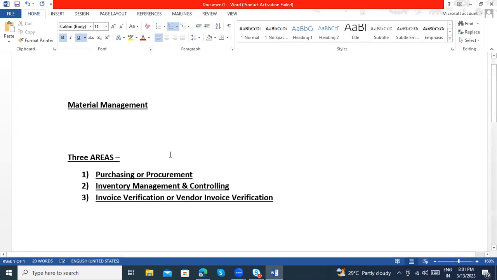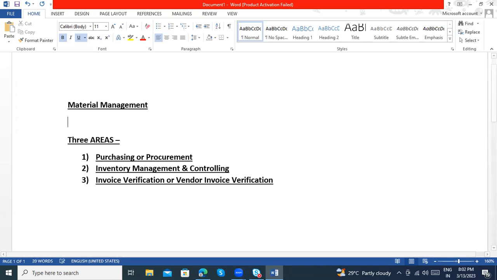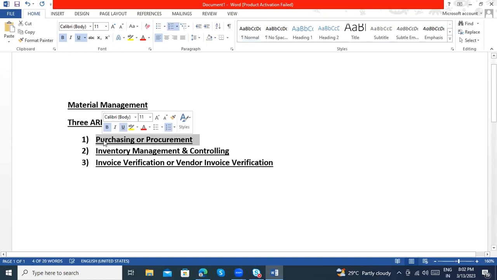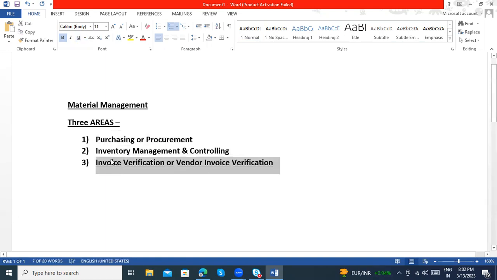If you are talking about the other areas like sales and distribution, production planning, they have their own separate areas. Like in material management, we have purchasing, inventory management and invoice verification. They have separate areas. So what do you mean by purchasing? Purchasing is basically the inward process wherein we are procuring goods from our vendors.